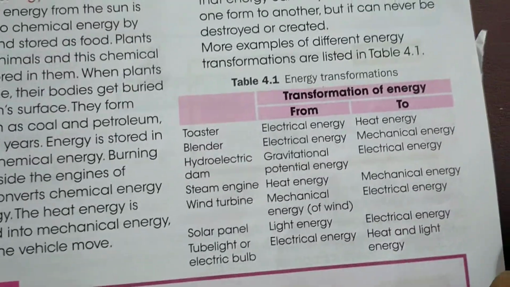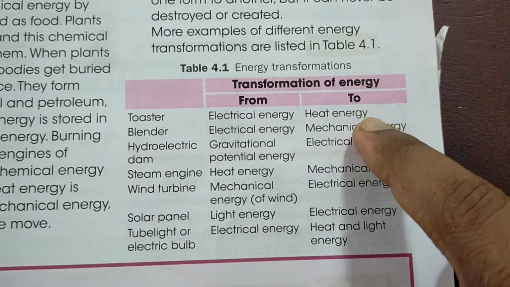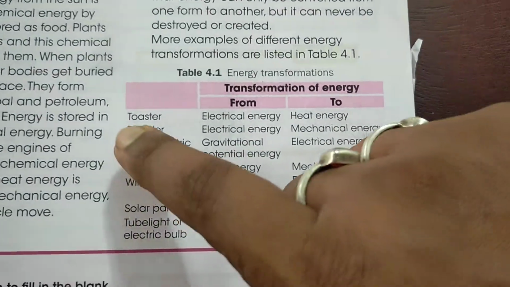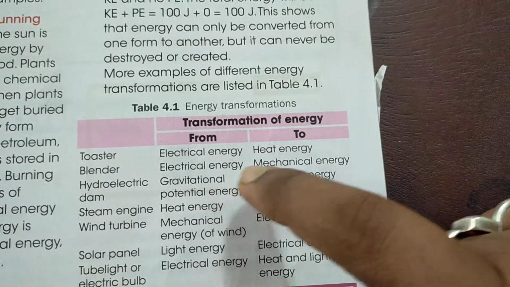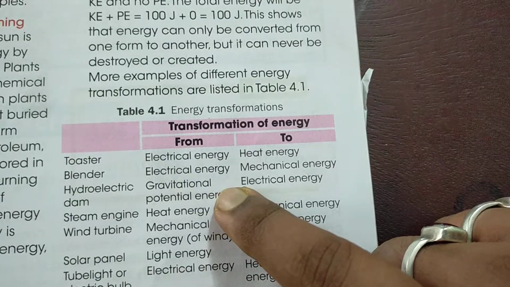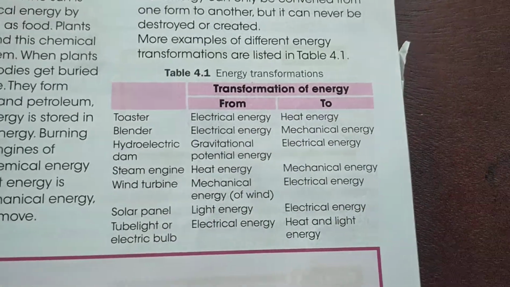Okay, so you can see here one table, that is toaster. Electrical energy is converted into heat energy. So what does the toaster do? Conversion of energy takes place. Toaster converts electrical energy to heat energy. Blender converts electrical energy to mechanical energy. Hydroelectric dam converts gravitational potential energy to electrical energy. So likewise, you have to remember this and note it down in your exercise book.